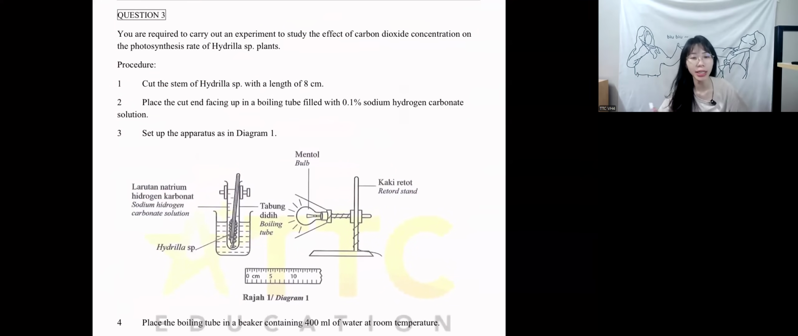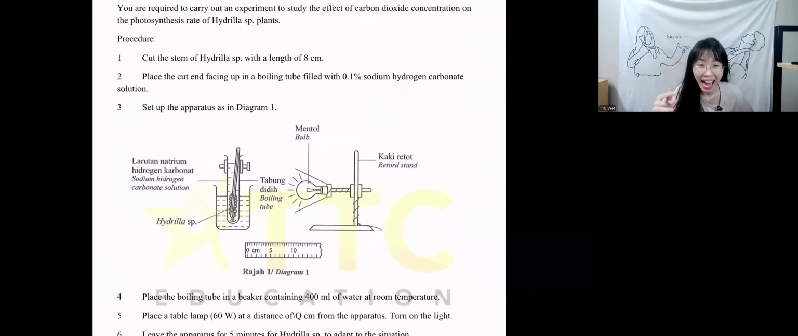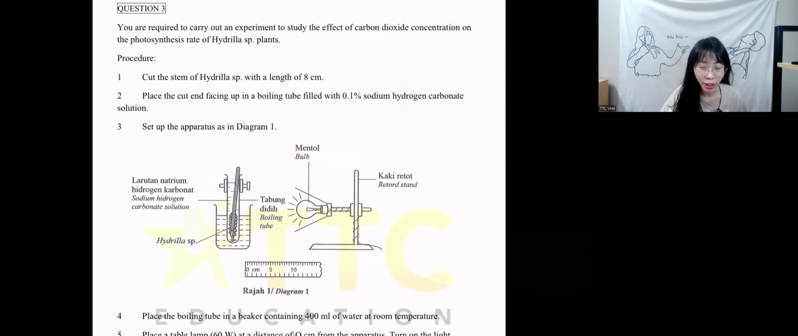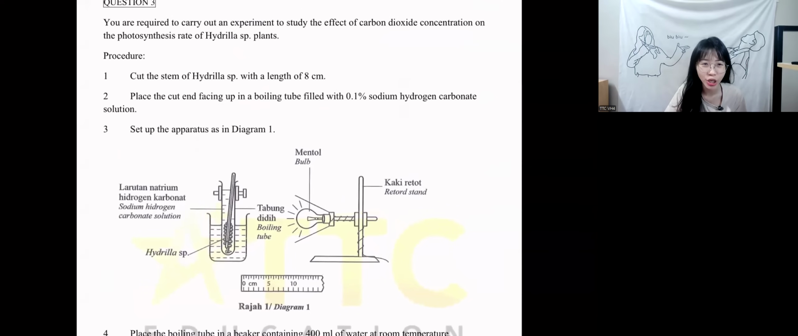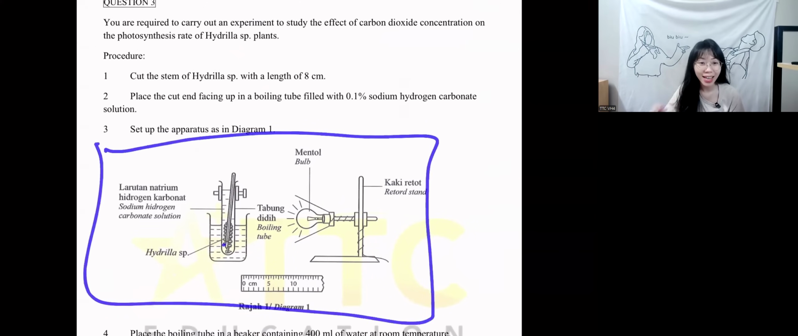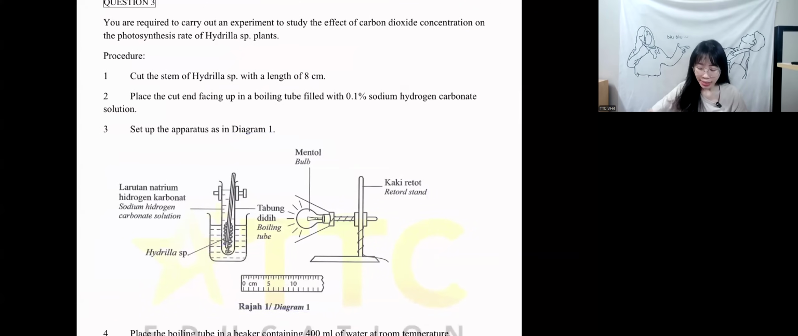And then question 3. Just now we did it halfway. This question here is the effect of carbon dioxide concentration on the rate of photosynthesis of Hydrilla species plant. This is your setup that you can see. Sometimes on your light bulb, they will put a paper cup on the outside. If your teacher sets it up for you, then it's completely fine.